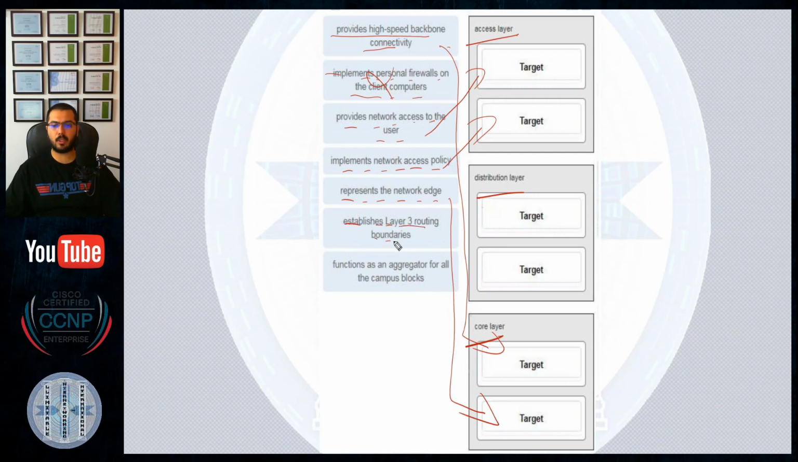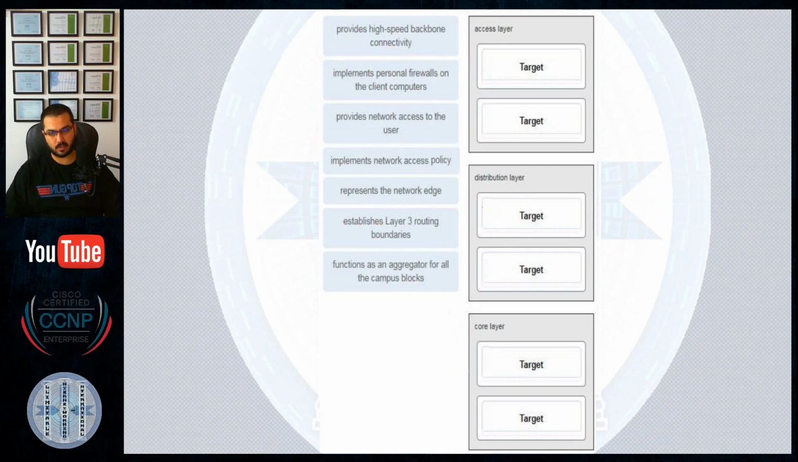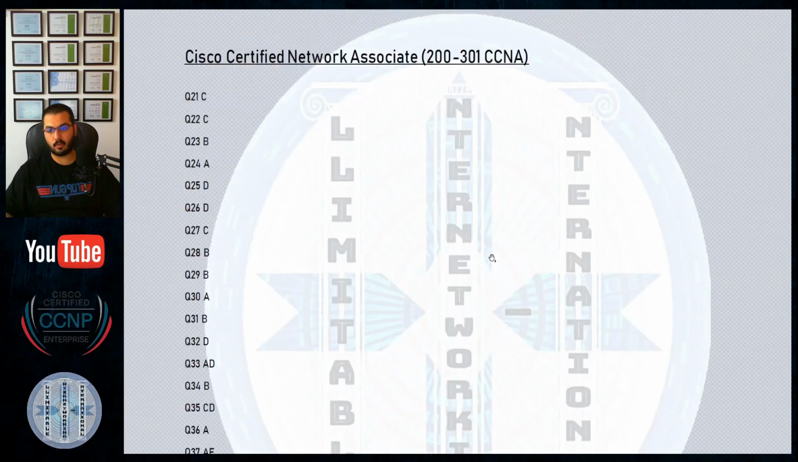Establishes layer 3 routing boundaries between layer 2 and layer 3 will be the distribution layer, and functions as an aggregator, the aggregation layer, which is also known as the distribution layer. Okay, so in some networks you might see that the access layer is called the edge, in other networks the core. In this question I will pick core because core is also considered as your edge facing the ISP. Okay, so I hope that this was clear for you, and I hope that you are convinced with that.